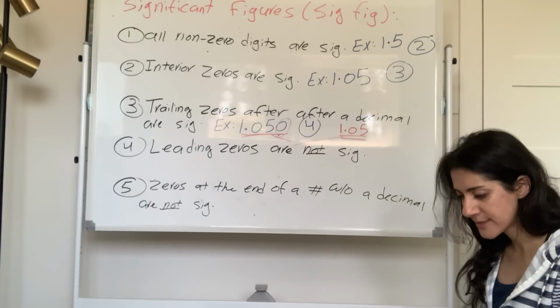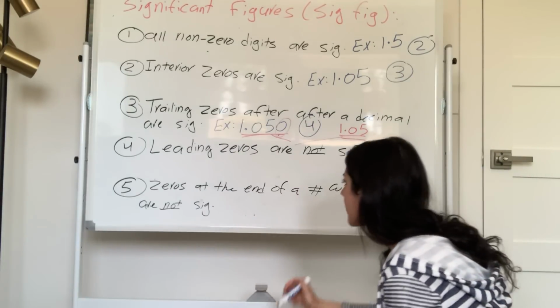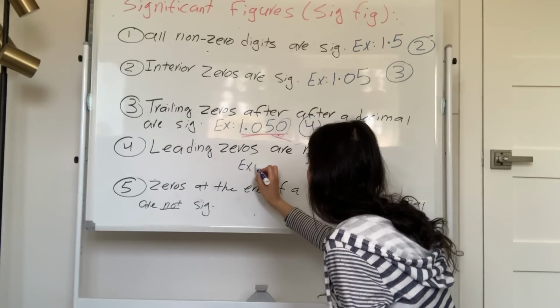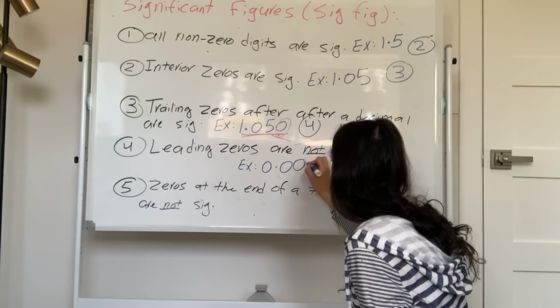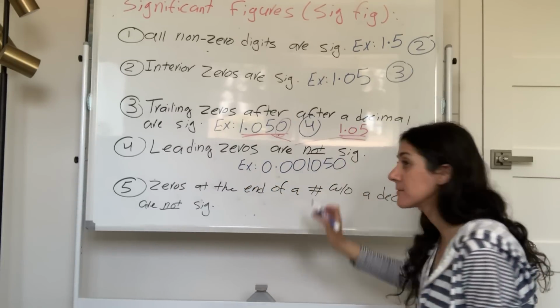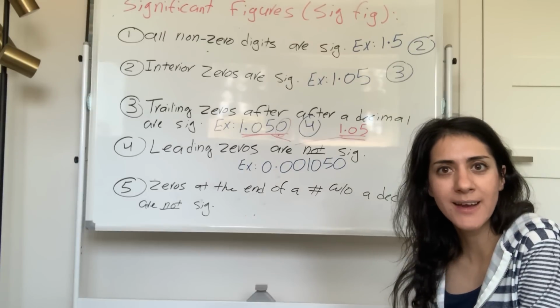Leading zeros are not significant, okay? So here's an example for leading zeros. 0.001050. We're getting pretty fancy right now, right?